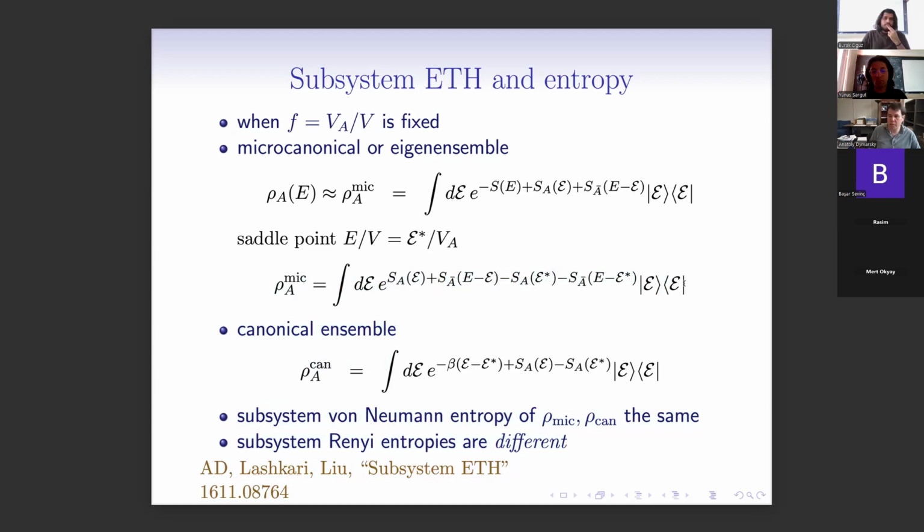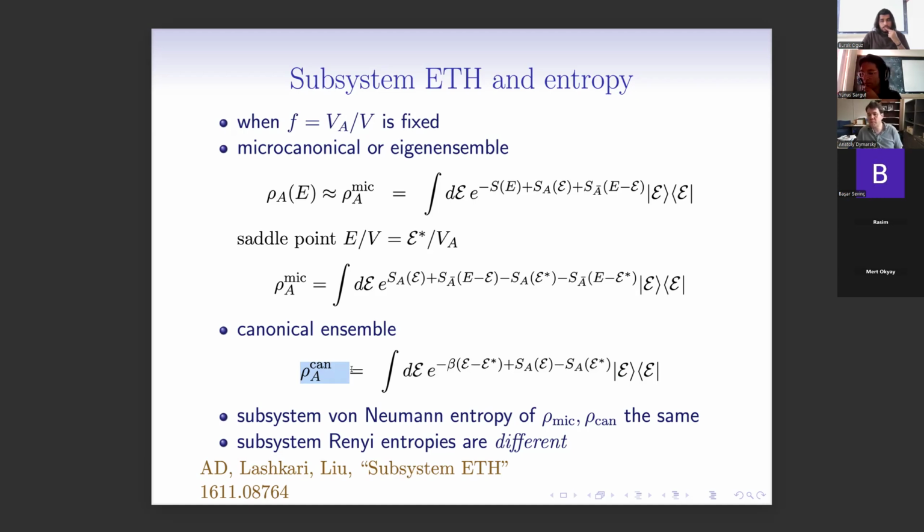This is a reduced density matrix in the diagonal approximation. When the full system is in the microcanonical ensemble, this is the formula; when the system is in the canonical ensemble, this is the formula. If your subsystem is sufficiently small, then this energy, curly E, is much smaller than the full energy, and you can expand these formulas to the leading order in curly E, and then this formula will become this formula. Which means, and this is a standard thing in statistical mechanics, that if your subsystem is sufficiently small, you will not be able to distinguish between microcanonical and canonical ensembles.